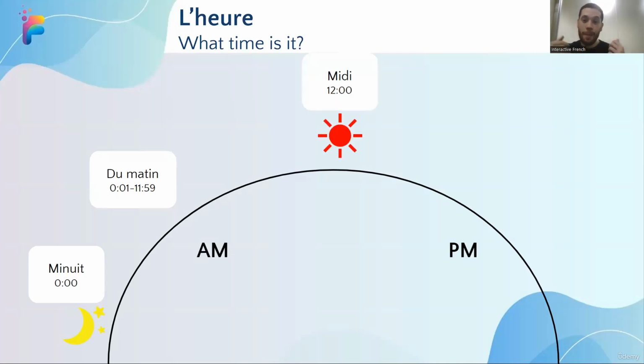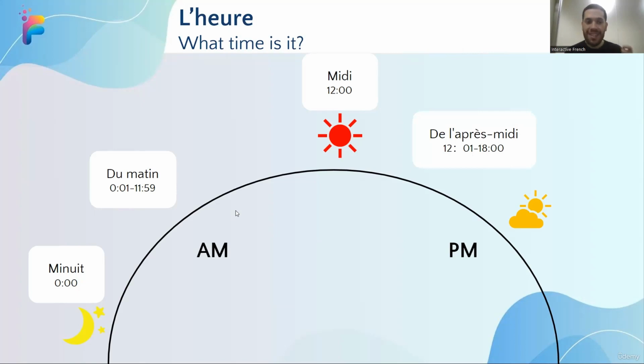We also have midi for noon. Okay, so midi is similar to minuit. You don't need to put heure afterwards. So you would just say midi. You can also say 12 heures if you want, right? You have the flexibility too, if you will. But you can also say midi for noon, for midday.